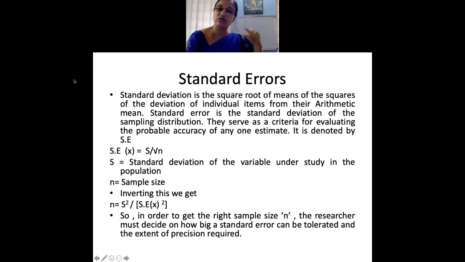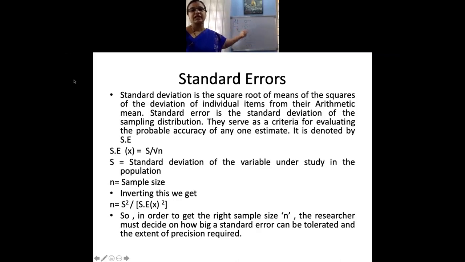So if you remember what I told you in the first class, when it comes to the size of the sample, how do you calculate the size of the sample? Now this S is called the standard error. Okay, so the standard deviation of the sample, whatever is taken, and this is called the standard error. Now, how do you find out the standard error? This is nothing but the standard deviation divided by the square root of the sample size.